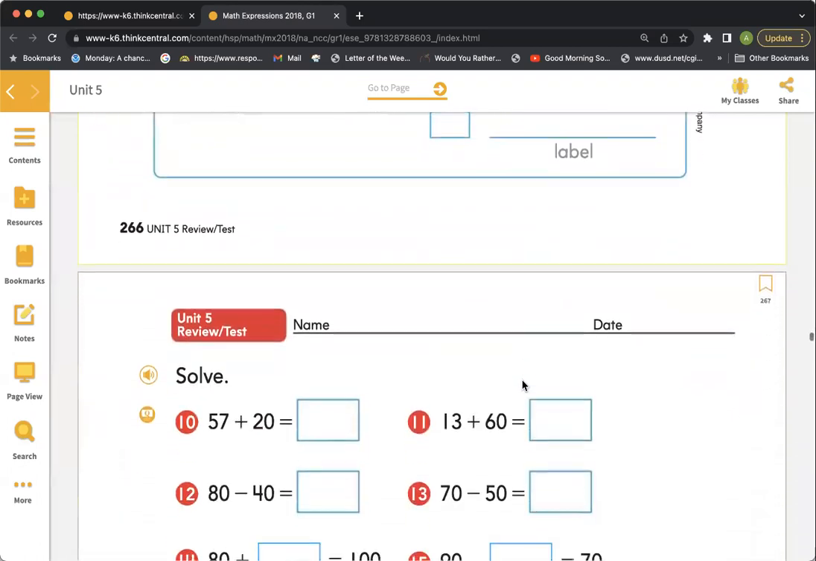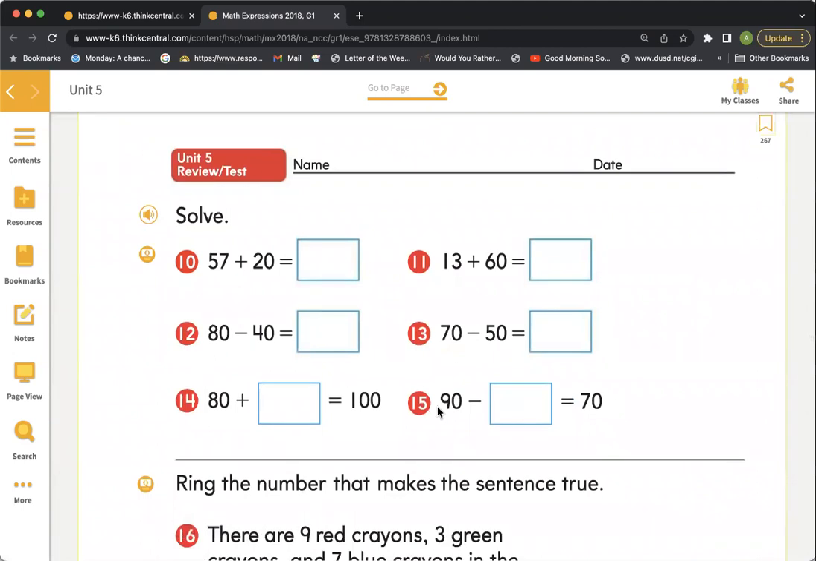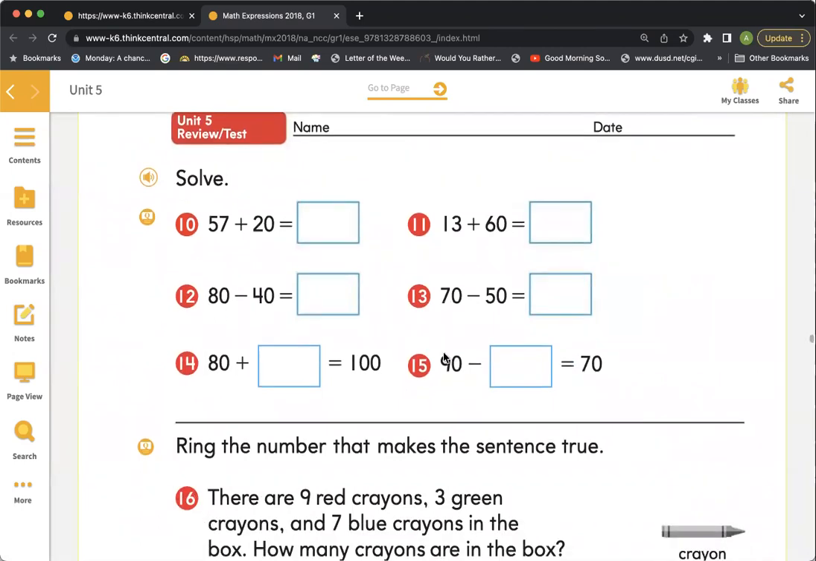All right, we're going to go on to the next page, which has the numbers 10, 11, 12, 13, 14, and 15 at the top. All right, for these problems, you need to solve. Solve 57 plus 20, 80 minus 40, 80 plus an unknown number equals 100. Think about your friends of 10. You can use that to help you figure out your friends of 100.